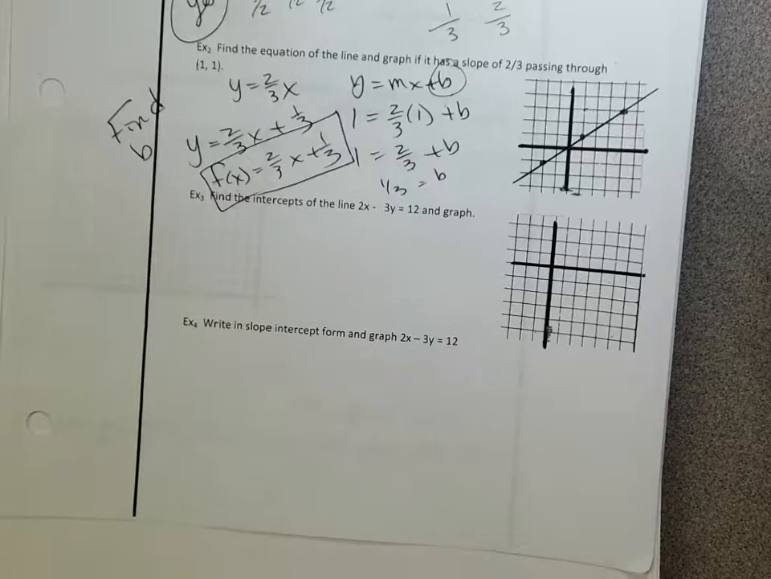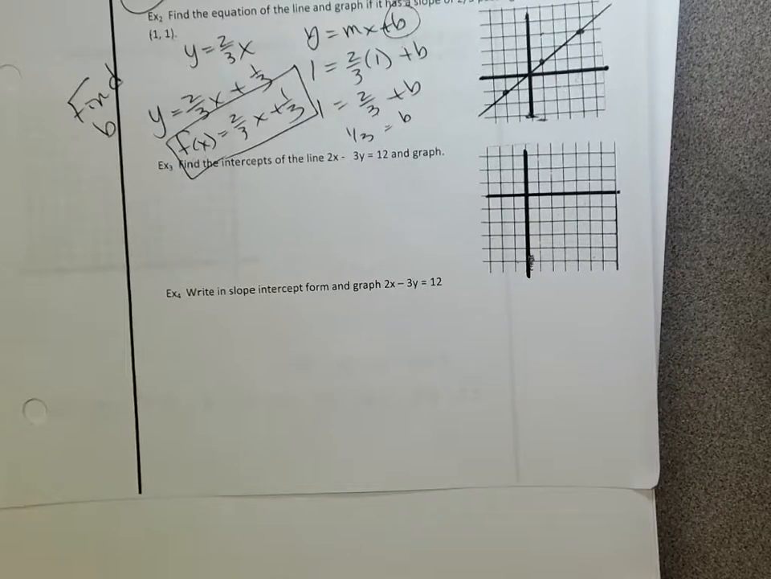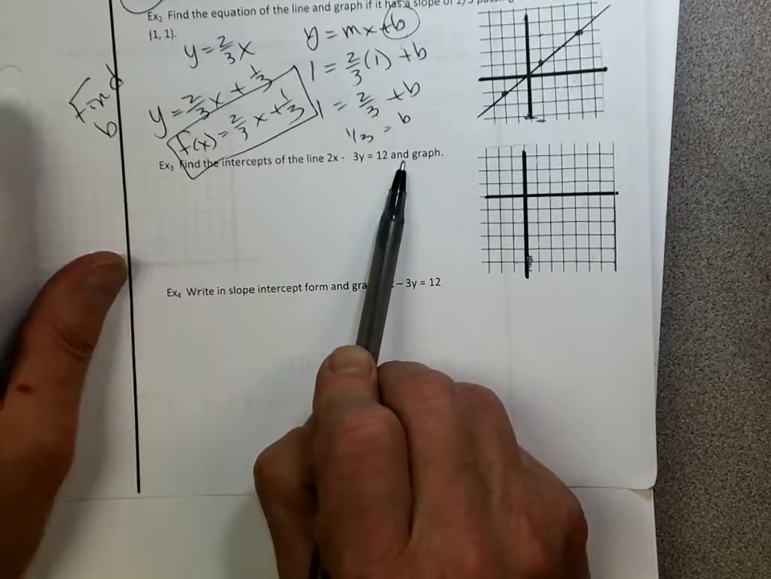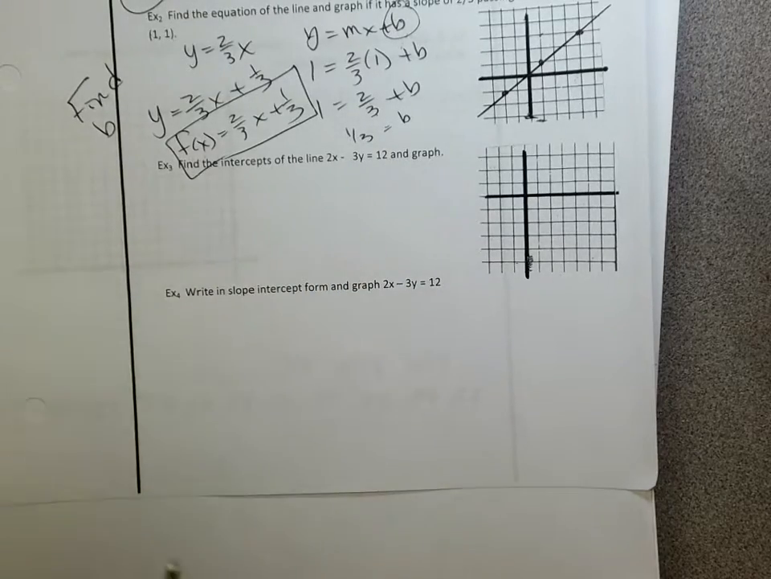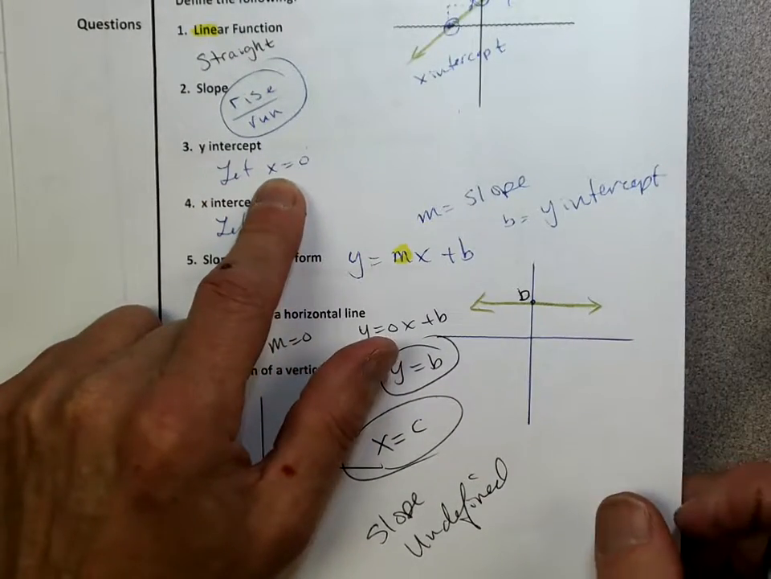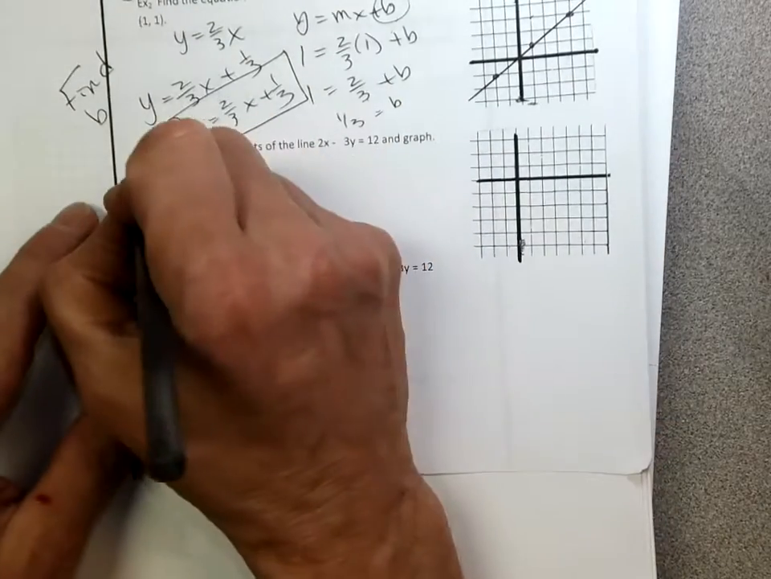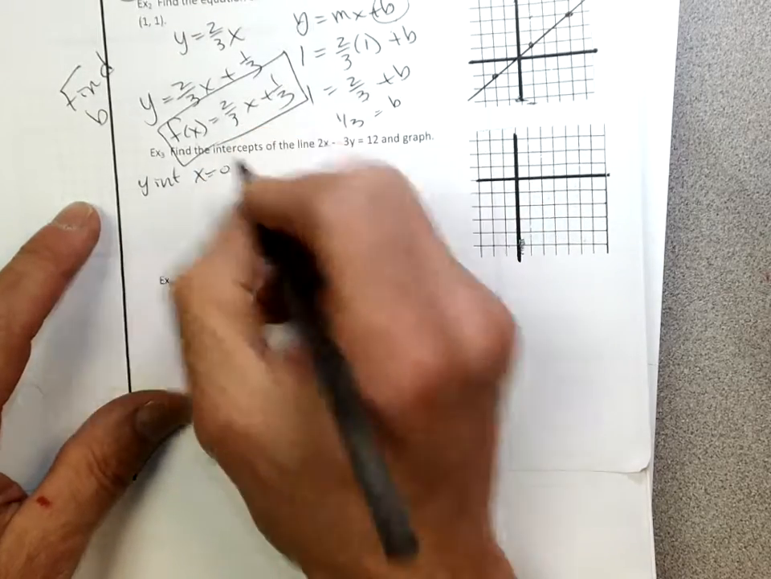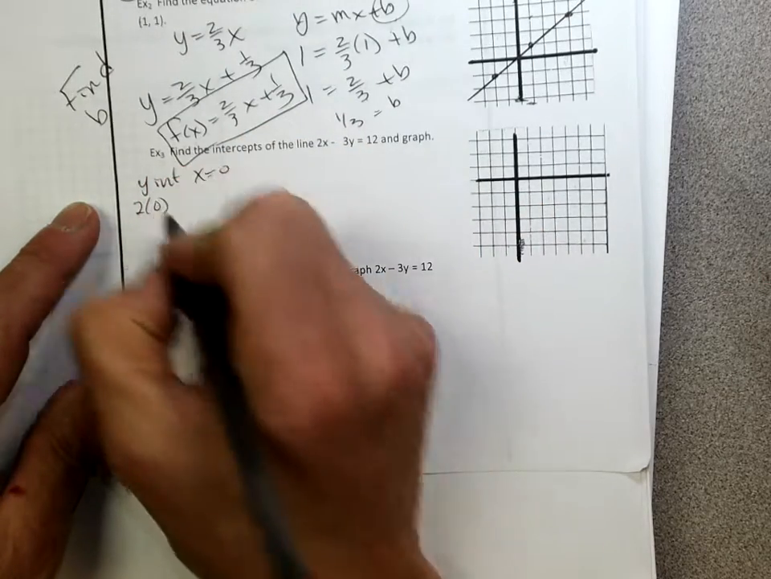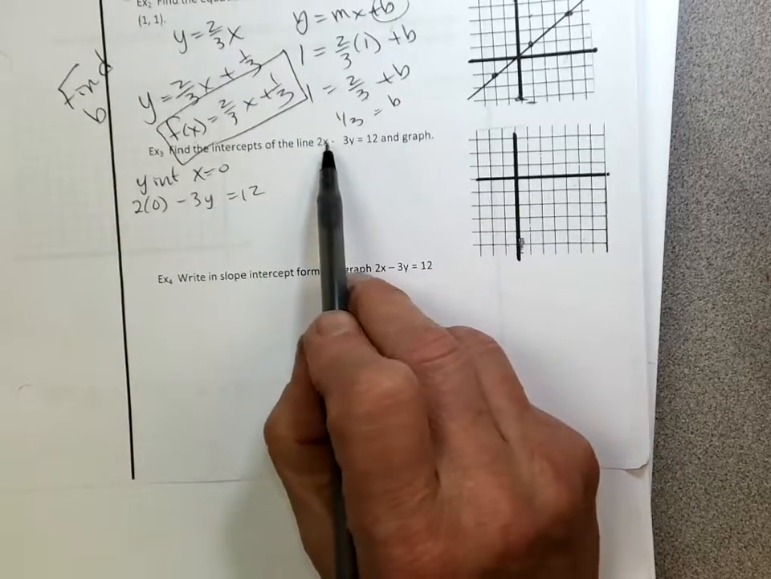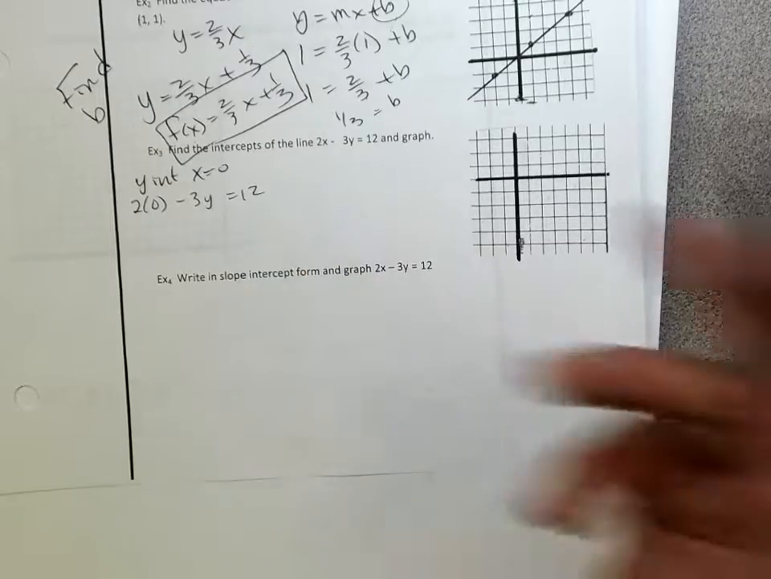Okay? All right, now, example 3. Find the intercepts of 2x minus 3y equals 12. All right, so let me go back to my reading. The y-intercept can be found by letting x equal 0, right? So let's find the y-intercept. We're going to let x equal 0, so I'll go 2 times 0 minus 3y equals 12. So all I did is put in 0. That's all I did. Let x equal 0 and solve.